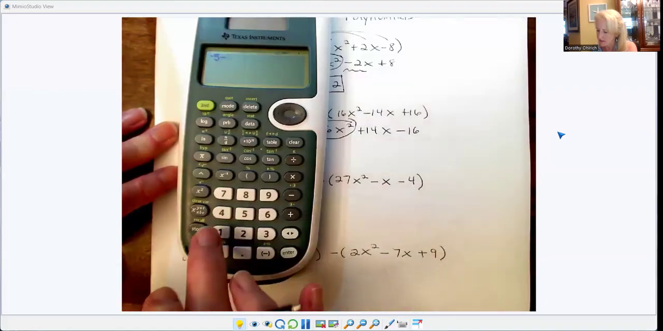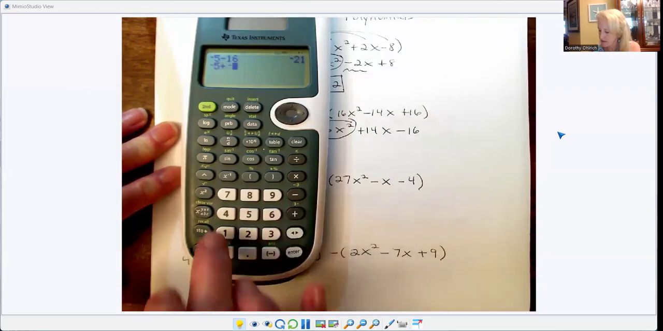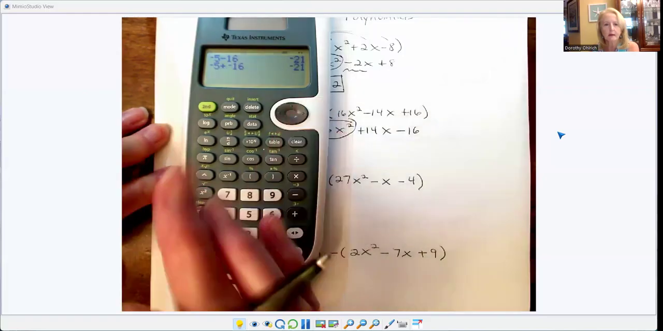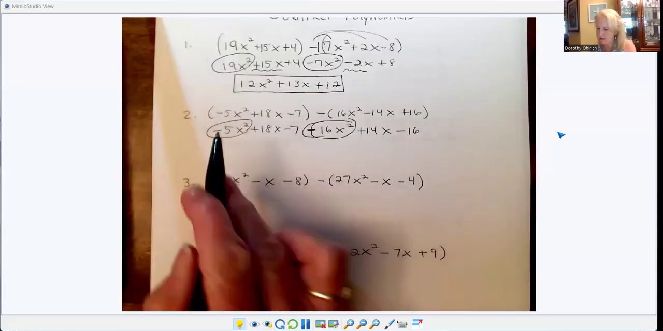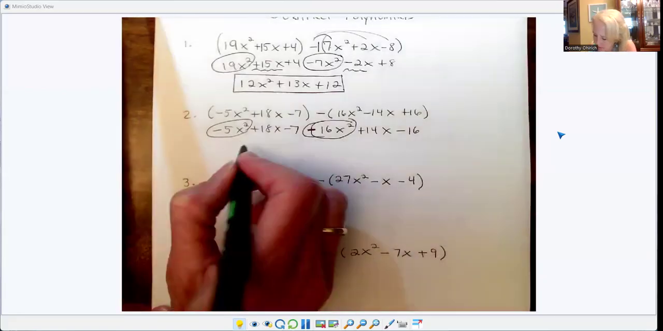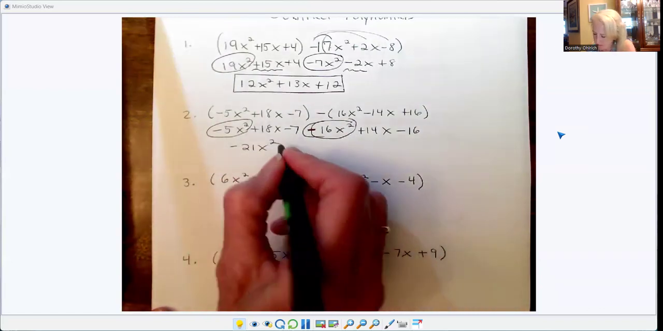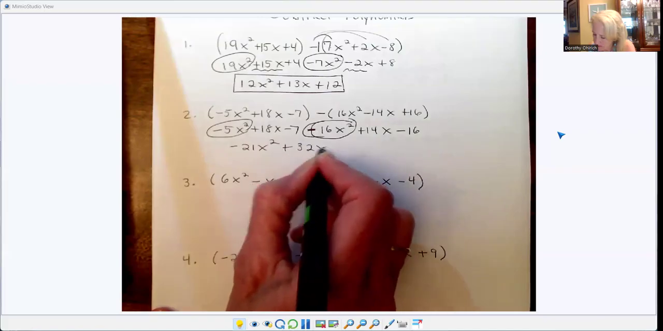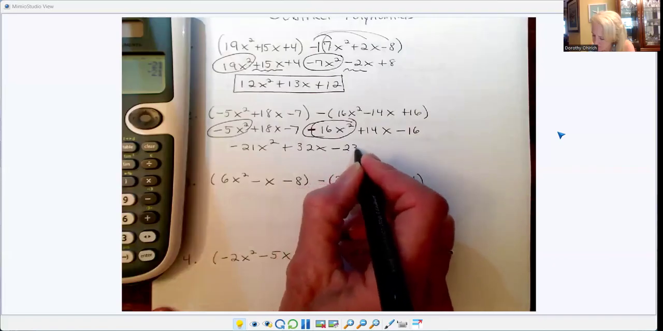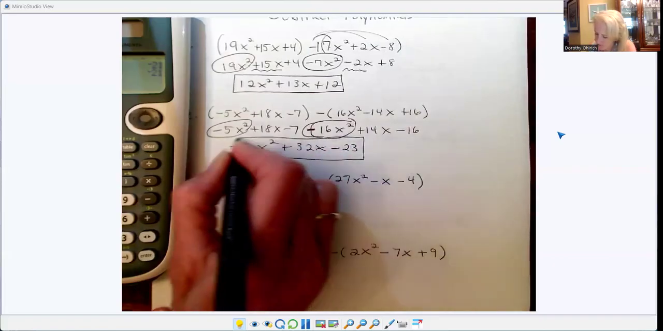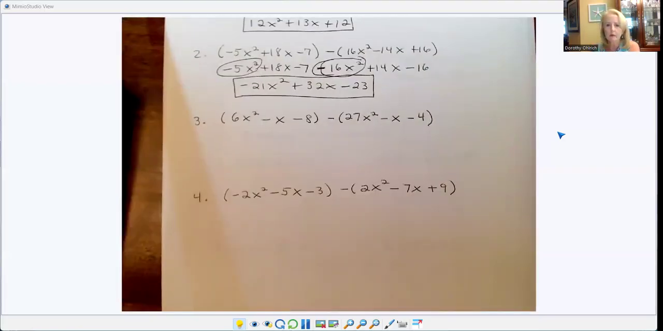-5 minus 16. Some people say -5 plus -16. That's okay too. If you have -5 and -16, just don't do a double negative. If you can just get used to the -5 minus 16 is -21x squared. 18 plus 14 is 32, positive 32x. -7 minus 16, -23.